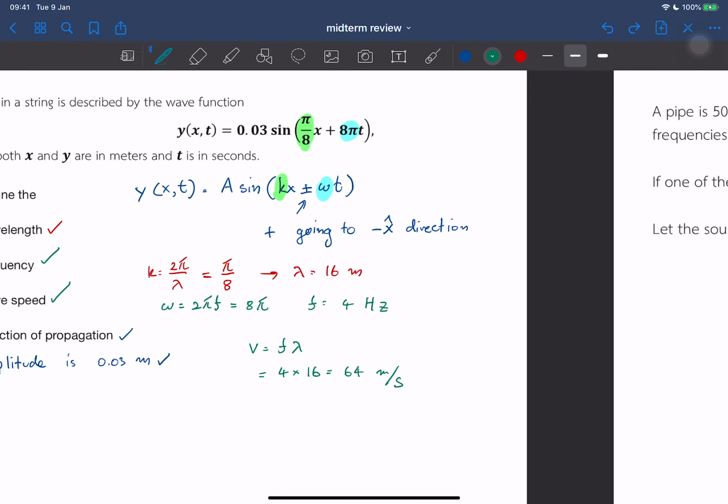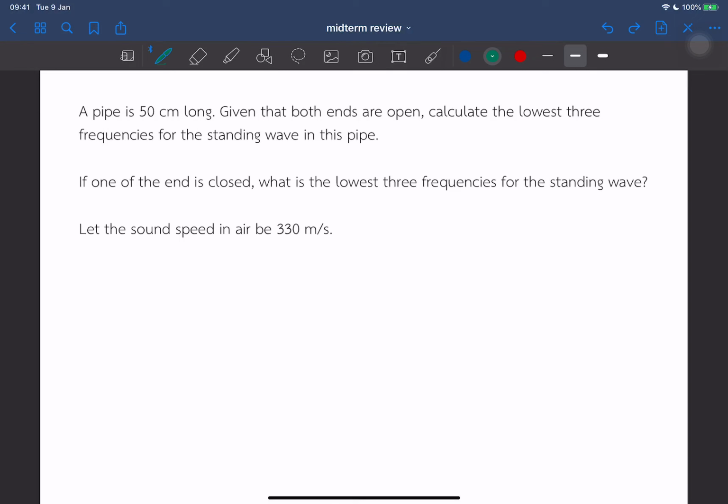All right, let's go to the next one, which is about standing waves. This will be quite familiar to you because we asked the same question in the lecture, I think, but maybe with a different length. We have a pipe which is 50 centimeters long, and both ends are open. Calculate the lowest three frequencies for standing waves, and then close one end and answer the question again. The speed of sound is 330 meters per second. A few minutes should be enough to do this.